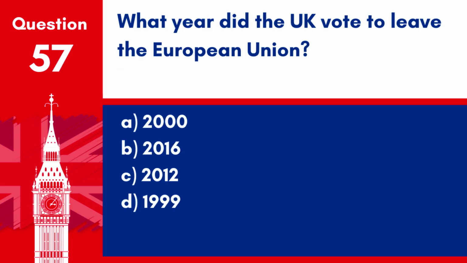Question 57. What year did the UK vote to leave the European Union? A. 2000. B. 2016. C. 2012. D. 1999. Answer. B. 2016. The UK voted to leave the European Union in a referendum held on June 23, 2016.